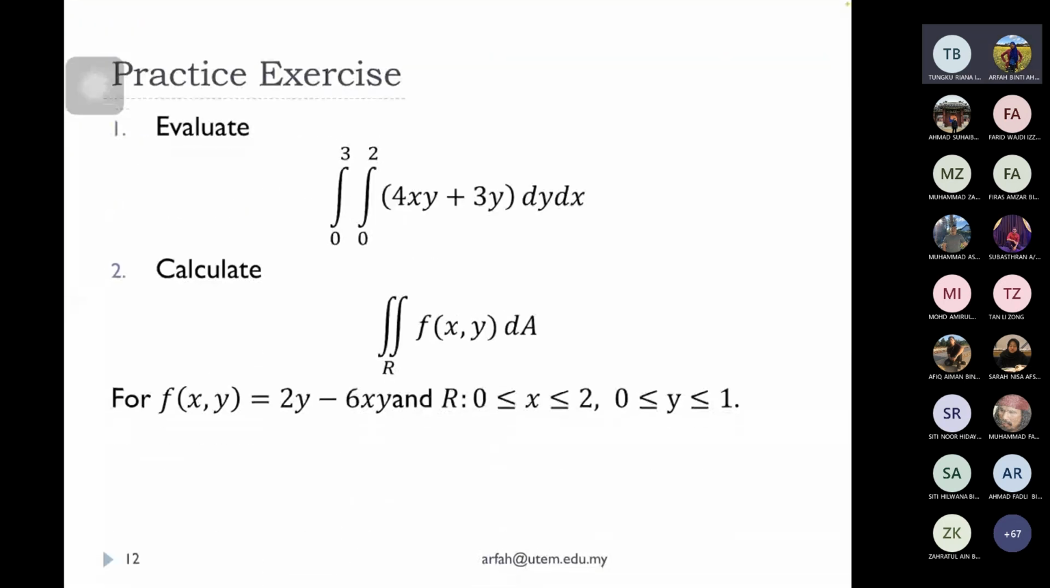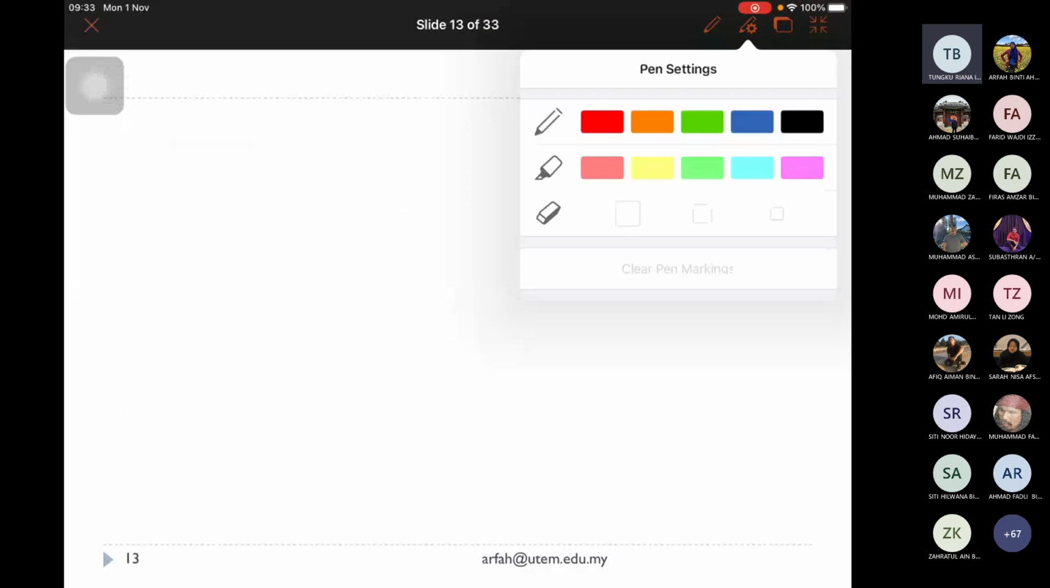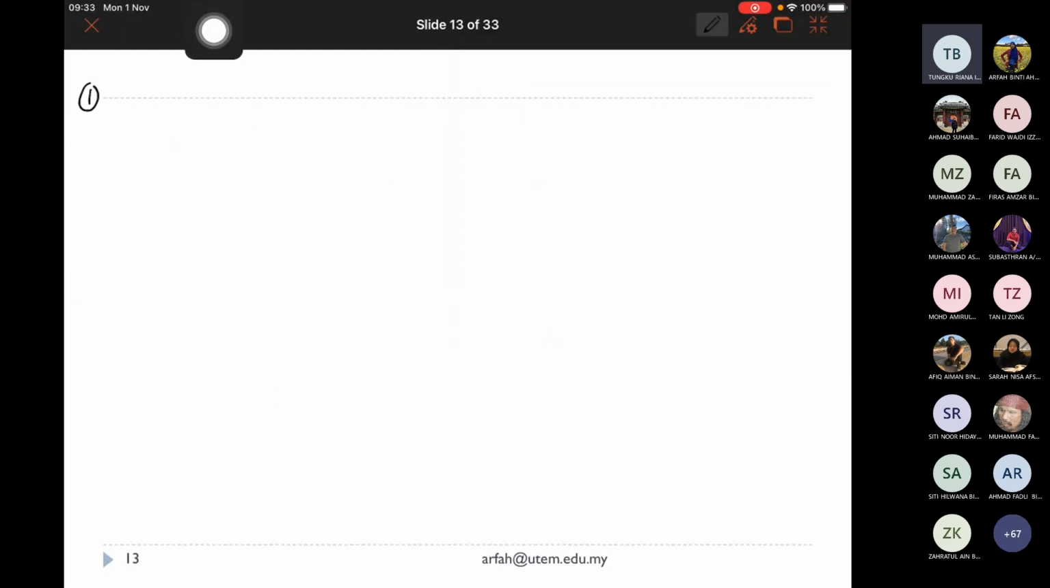Okay, try the first one. Integrate 4xy tambah 3y. Taking the integration from 0 to 2 and 0 to 3, dy dx. Integration 0 ke 3, 0 ke 2, 4xy tambah 3y dy dx.